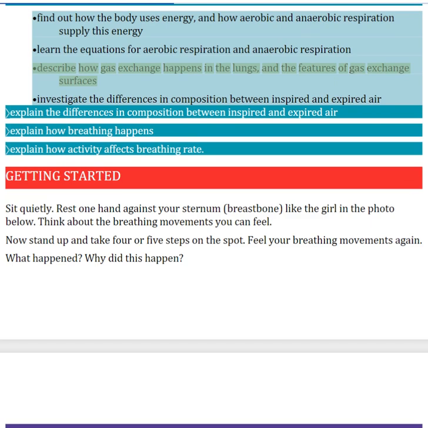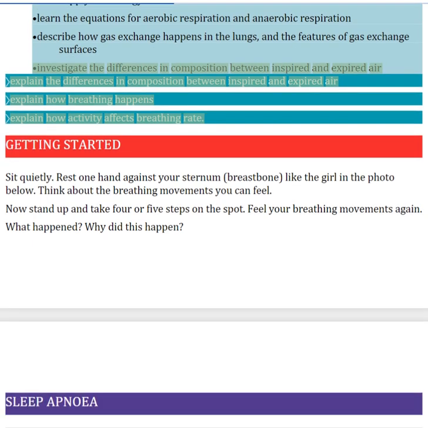Describe how gas exchange happens in the lungs, and the features of gas exchange surfaces. Investigate the differences in composition between inspired and expired air. Explain the differences in composition between inspired and expired air. Explain how breathing happens. Explain how activity affects breathing rate.